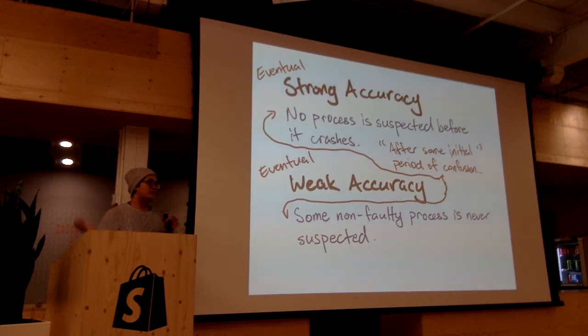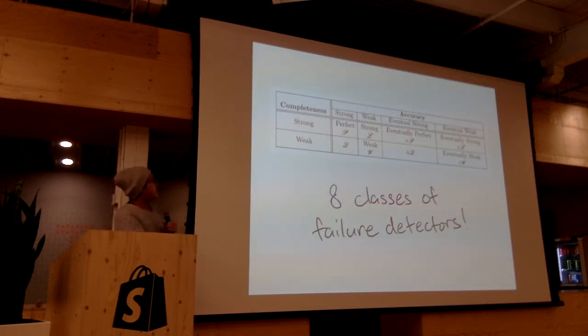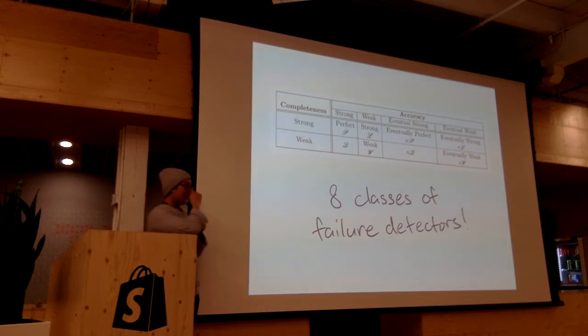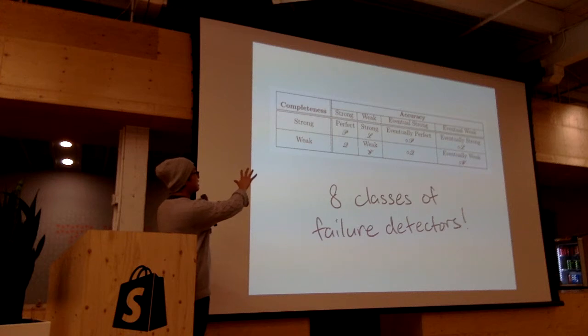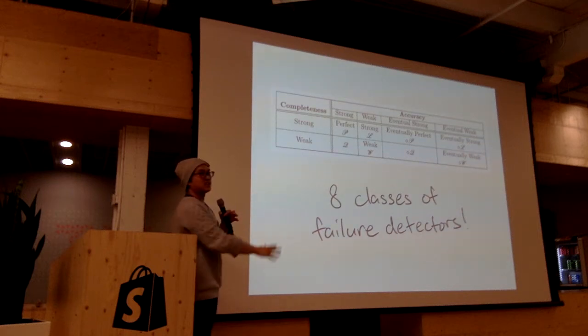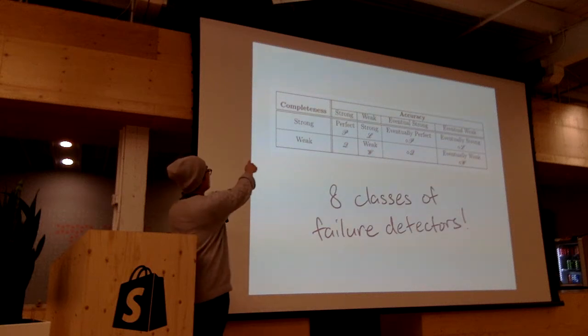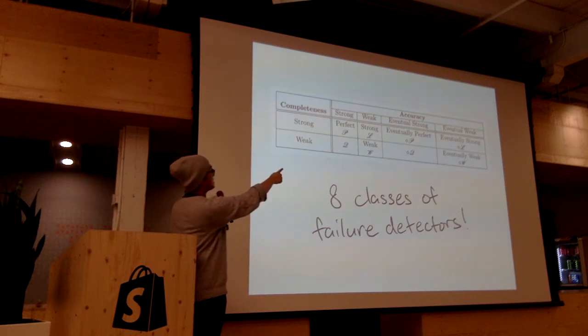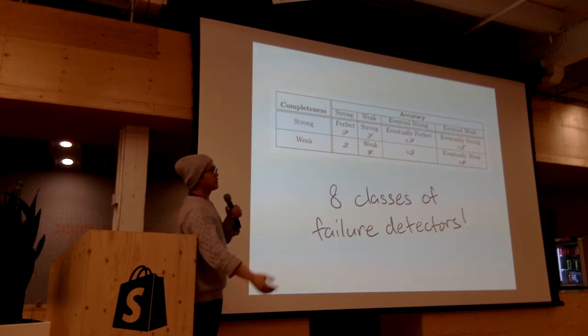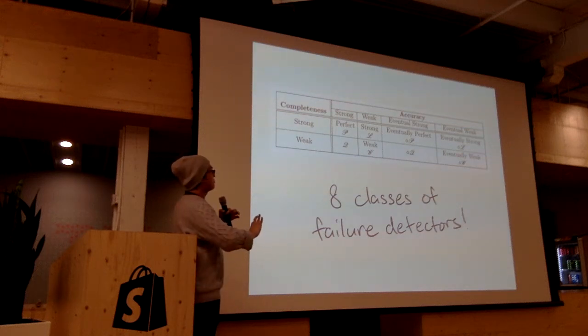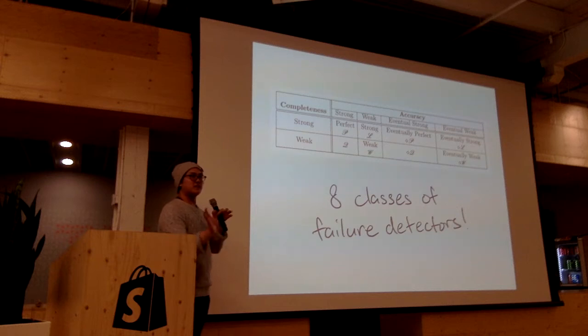So if you put this into Excel or something, you get a table of 8 different classes of failure detectors. By classes I mean all failure detectors that can solve consensus fit into one of these categories. So depending on how you implement it, it might belong in one of these 8. So you got strong completeness, strong accuracy, which would be a perfect failure detector. You have strong completeness and eventually weak accuracy, which would be an eventually strong failure detector. I didn't name these. These came from a textbook I found, which I linked.